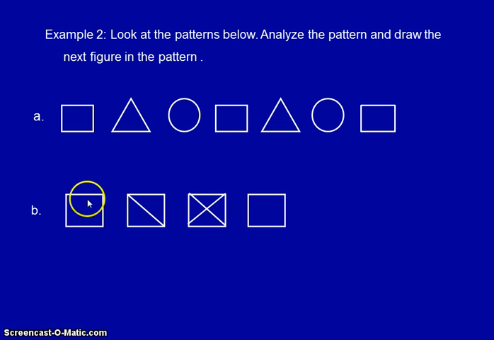B. A rectangle. Got a rectangle with a line on the diagonal. Then we've got a rectangle, 2 lines. The next one, if we were just going to repeat this right here, it would be a rectangle with a line going left to right.